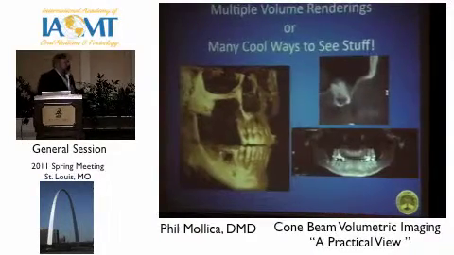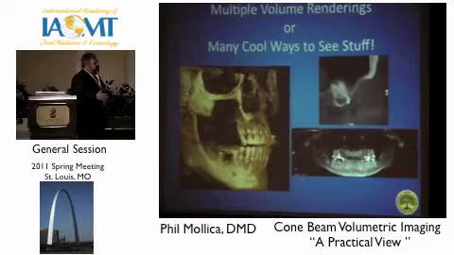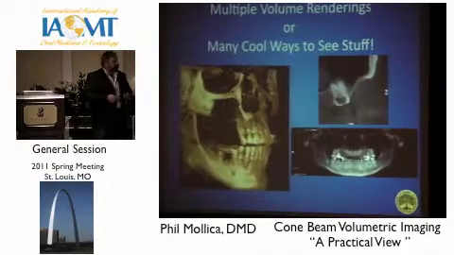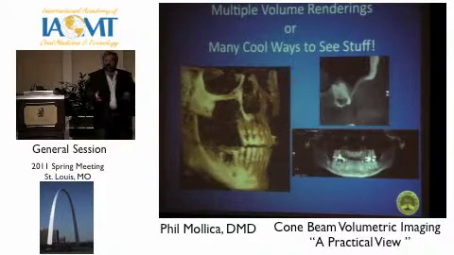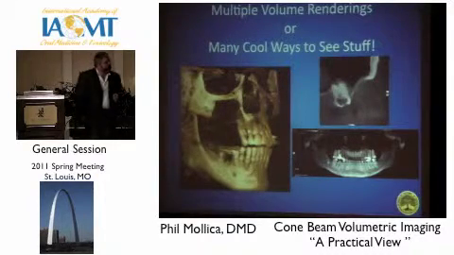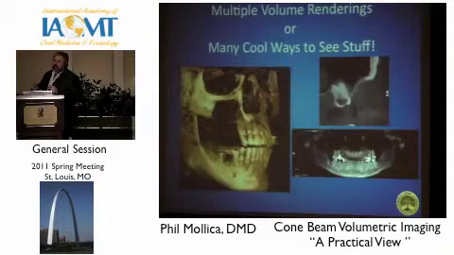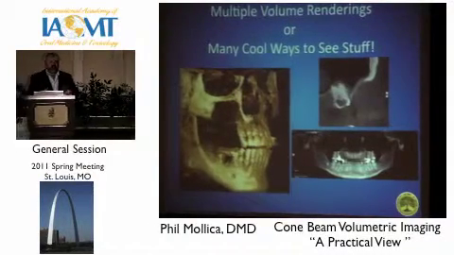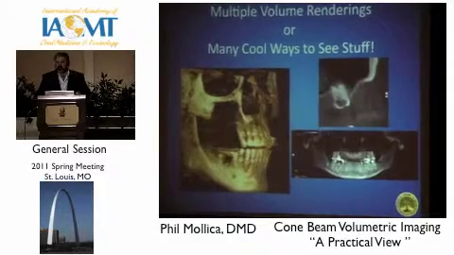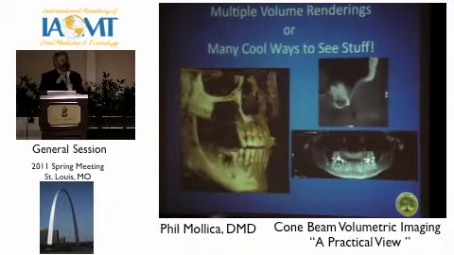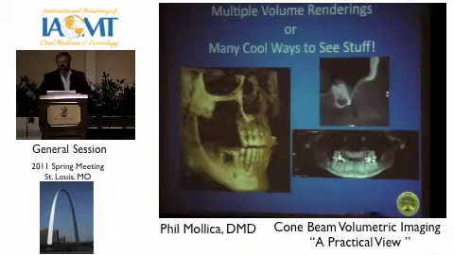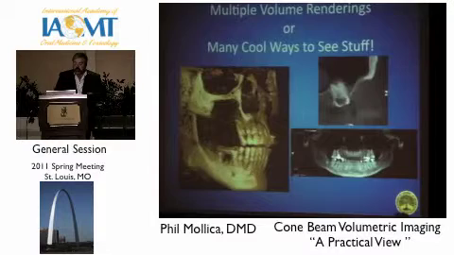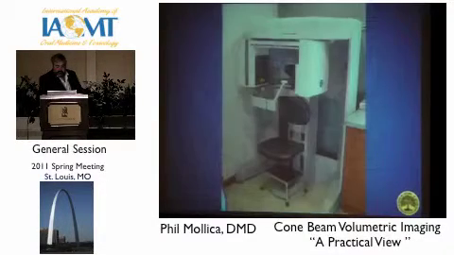There we go. So the concept of 3D cone beam has what's called multiple volume renderings, different things we can get from it, or many cool ways to see stuff within the head and neck. And the beauty of it is that you take one image and you'll have a multiplicity of different views you never had before. It's not like you have to take some SAS, I have to do this or that. One shot, you've got it all. And we'll explain these kind of interesting pictures as we go along.